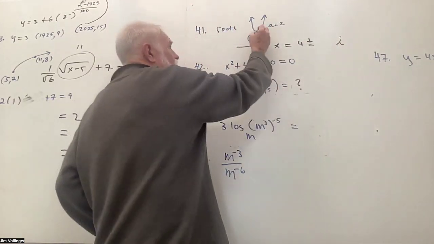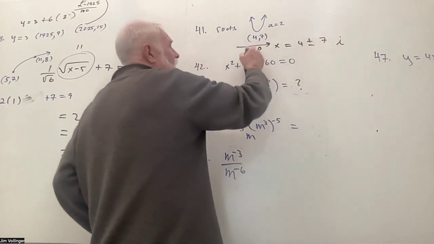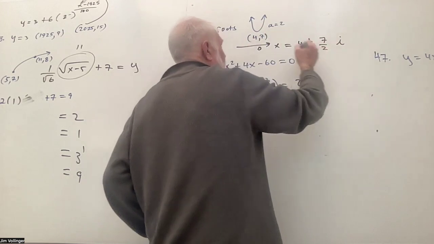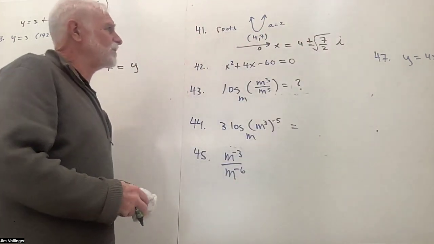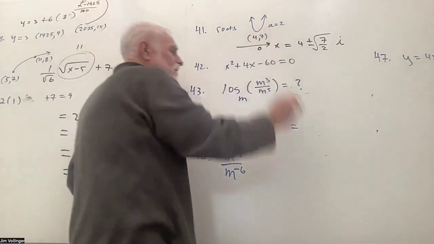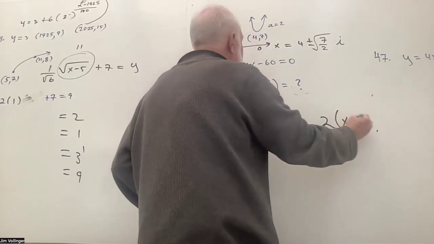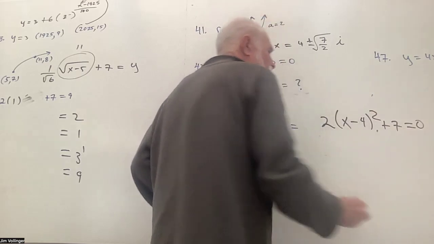How far do I have to go from 7 to get to 0? Got to go down 7 units, and I'm multiplying by 2, so I got to divide, and I'm squaring. So it's got to be that. All right, and I'll actually take the time to show you. So I'll put this in graphing form. A is 2. I have 2 times x minus 4 squared plus 7. And I want that to equal 0.